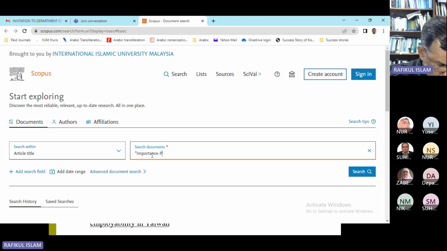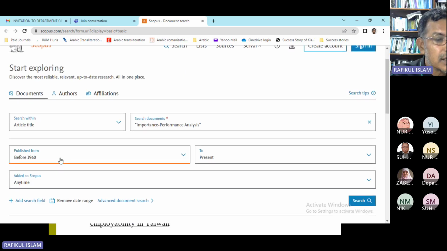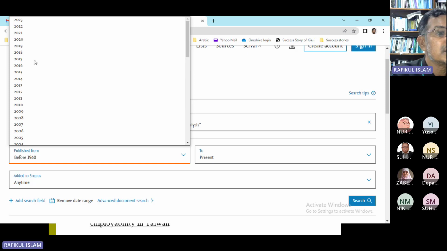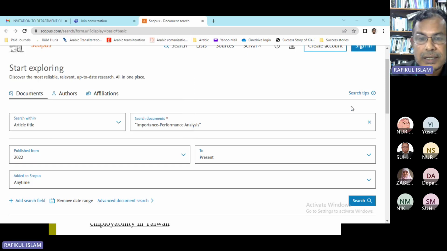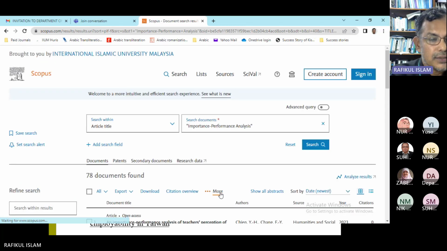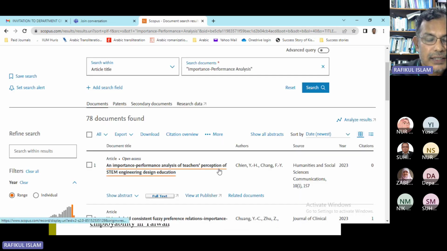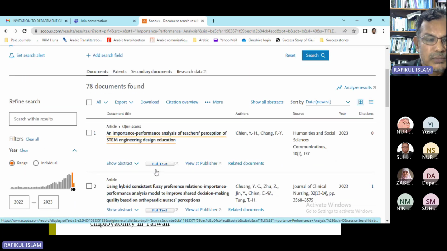importance performance analysis, and I will restrict the date range to start from 2022 until the present, that means June 2023, and that's it. We just see how many articles are published in the Scopus database, in Scopus-listed journals, with the title incorporating this phrase, importance performance analysis. So let's go. As we see, there are 78 articles just in the last year and the middle of this year, that means 1.5 years, 78 articles whose titles incorporate importance performance analysis.